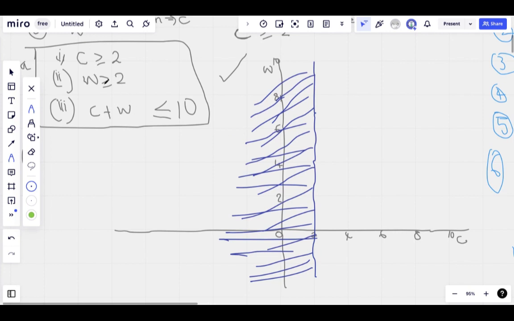Then we draw the second one for W. W is greater than or equal to 2. Go to the W line. Since it's greater than or equal to, I'm also going to use a solid line. So we choose a different color for this. On the W axis, which you call the Y axis, draw a solid line across 2.